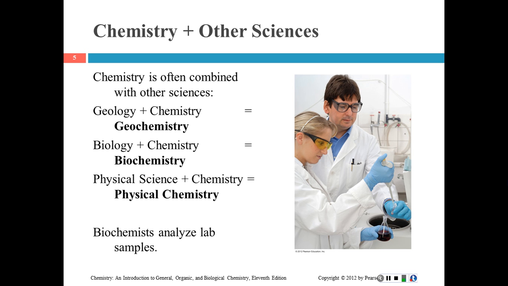Chemistry is often combined with other sciences. A lot of people call chemistry the central science, and other things feed off of that. If you're looking at geology and chemistry, you're a geochemist. If you're a biochemist, you're looking at the biological side of chemistry, and there is also physical chemistry. So there are a lot of different specialties in chemistry. Biochemists in this picture are analyzing lab samples, and a lot of times you see those people in the medical field.